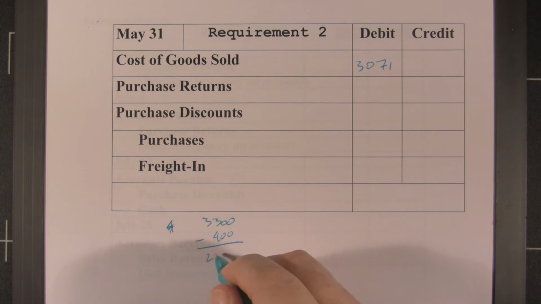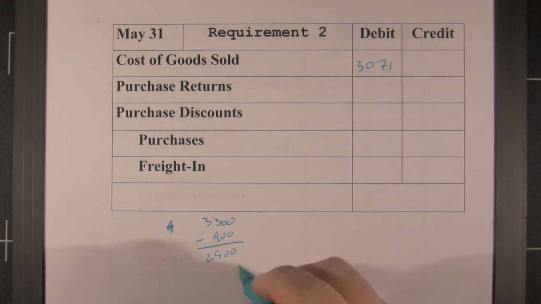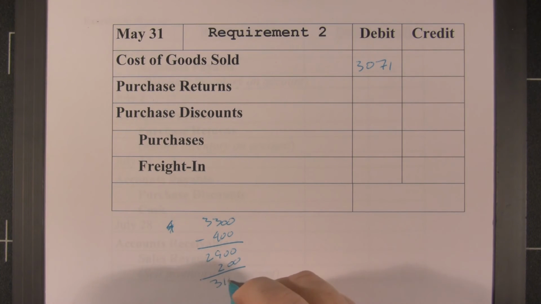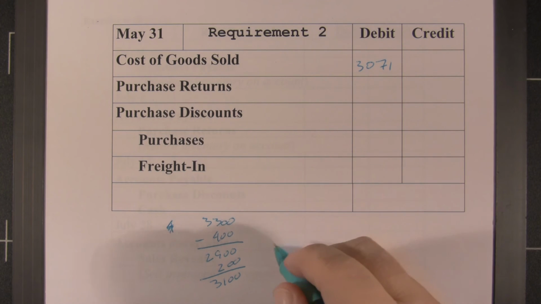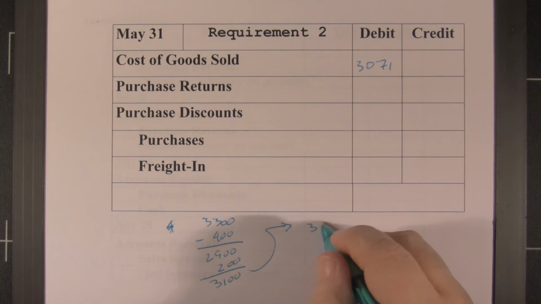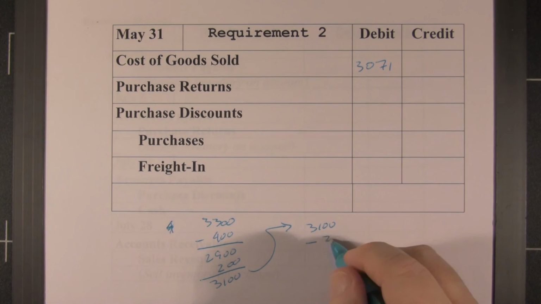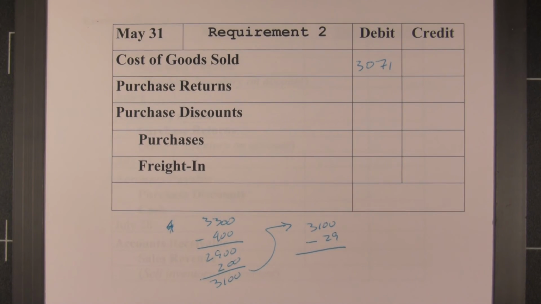That's $2,900. Then we paid freight of $200. That takes us up to $3,100. And we had a $29 discount for prompt payment, hence $3,071. I'll admit, you would have had to do some real fussing to come up with that if I hadn't walked you through that.